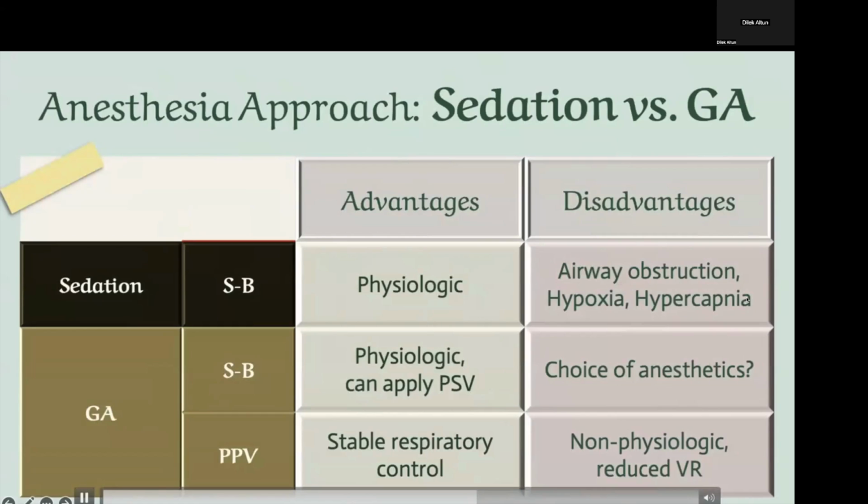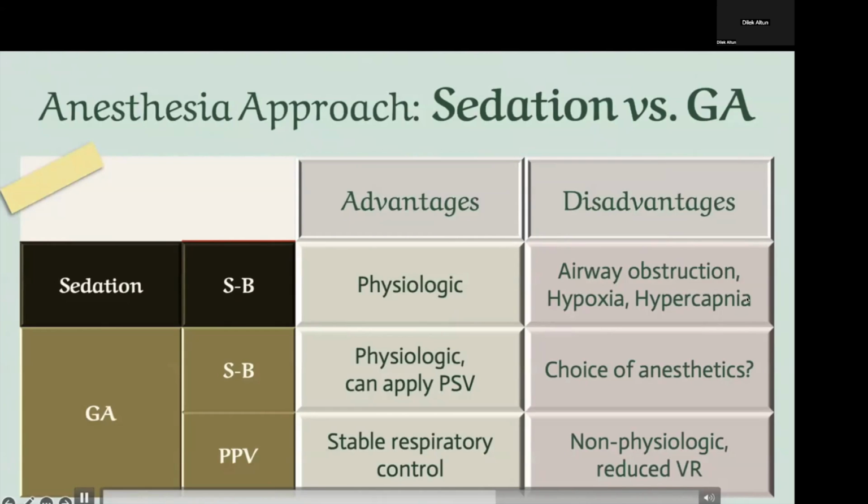When choosing between sedation and general anesthesia, GA, for Fontan patients, we must carefully weigh the advantages and disadvantages of each approach. With sedation, the major advantage is maintaining spontaneous breathing, which is more physiologic for Fontan patients. It also allows cardiologists to measure a variety of hemodynamic variables under more natural conditions. However, sedation carries risks such as airway obstruction, hypoxia, or hypercapnia, especially if the patient cannot adequately protect their airway.